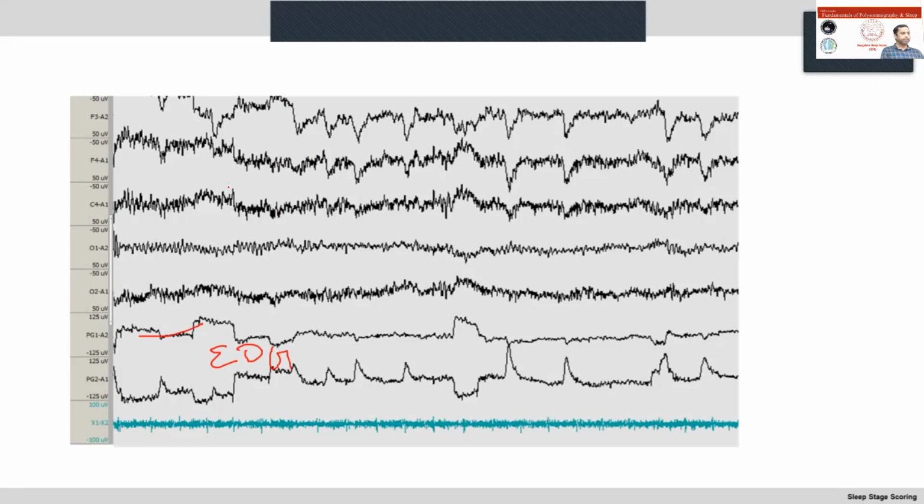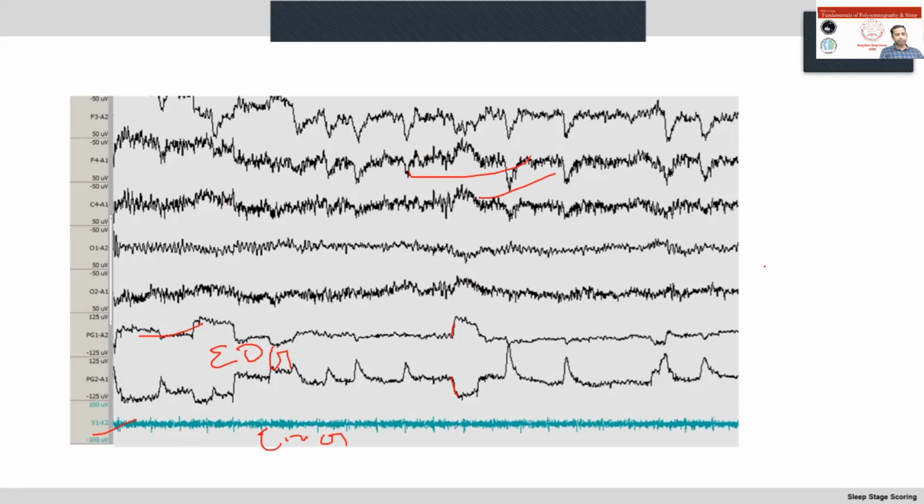Okay, and this is EEG. Quite a lot of noise is there because of muscle activity, and that can also happen. Okay, and this is EMG. So you can see here, rapid eye movement is happening. So what is rapid eye movement actually?